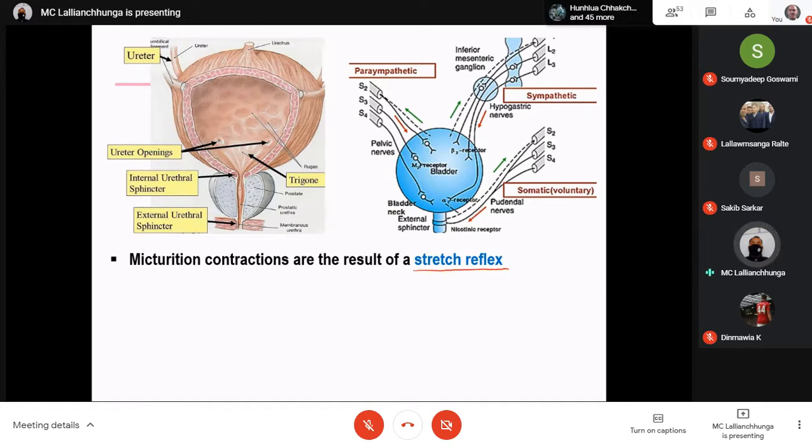Stretch, you all know that whenever there is stretching of something, this reflex will be produced. This reflex is initiated by sensory stretch receptors in the bladder wall. I told you that there are some nerve endings in the bladder wall which are sensory in nature. That means they can detect change in the environment. Stretch receptors are sensitive to stretching of the wall of the bladder.